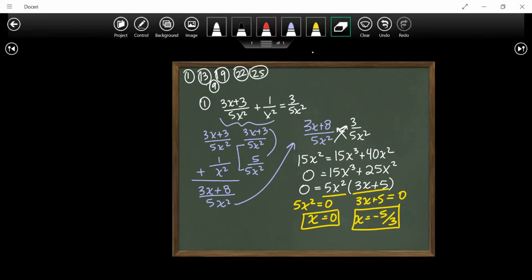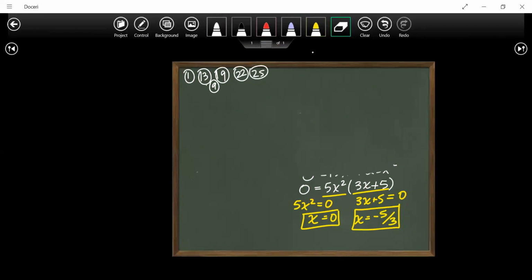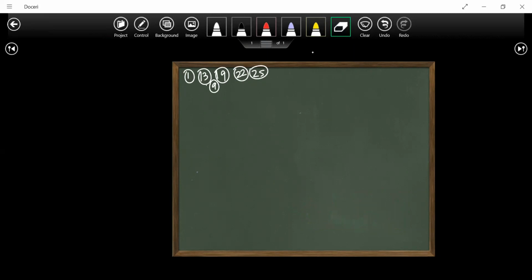Okay. I'm going to erase some of this because I got to do the other problems. That takes care of 1. So 13 here. All it's asking us to do is complete the square. So 13, we'll do 13 first. I know we got 9. Don't worry about it.